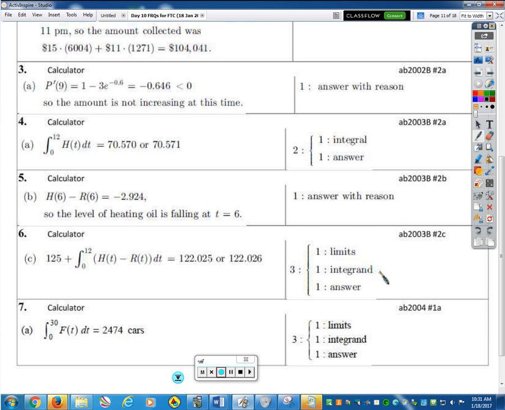Second point, integrand. As long as you are correctly integrating h of t as a positive value, r of t as a negative, you're good there. And then you have the correct answers.